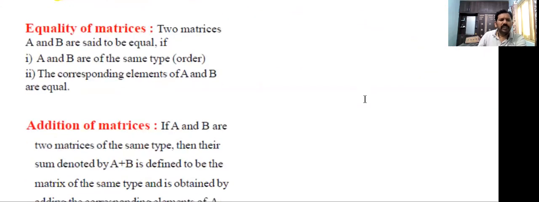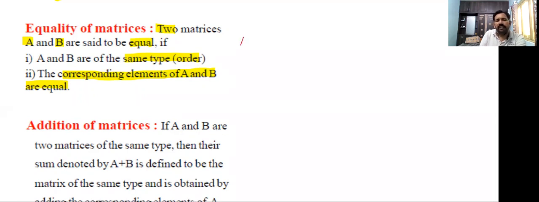I'm going to equality of matrices. Two matrices are equal when they have the same order and the corresponding elements of A and B are equal. Same type or order, and the corresponding elements of A and B are equal. Then we will say that the two matrices A and B are equal.